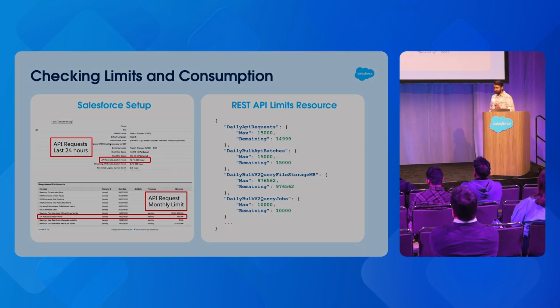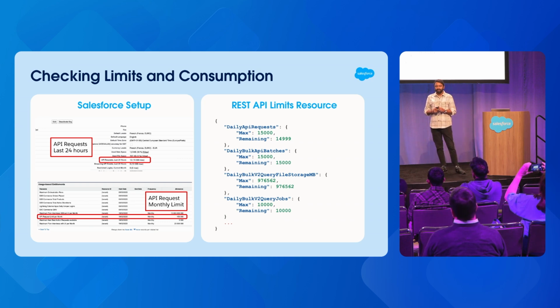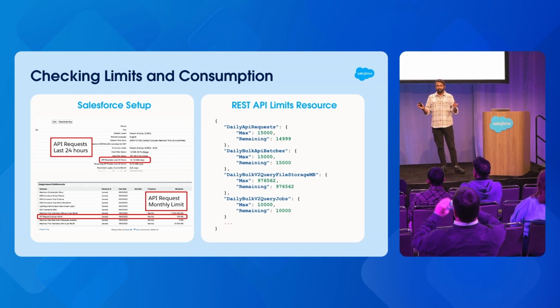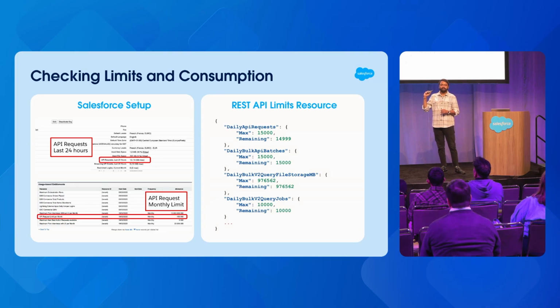So back in our presentation, there are of course limits for APIs. It's not like we give you unlimited API calls. Whenever you're calling a Salesforce endpoint, there are limits on the number of calls that you can make in a 24-hour window. And that you can find in your Salesforce setup, or again, there is another API that gives you the limits.